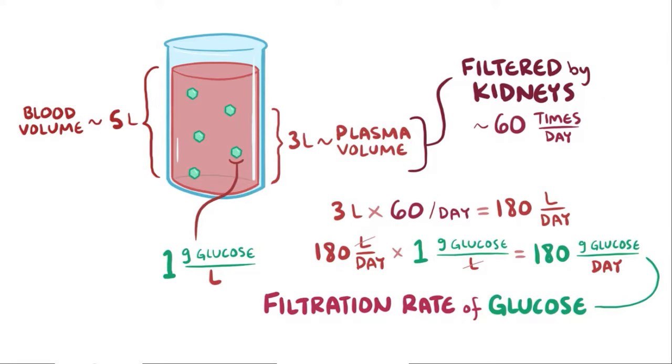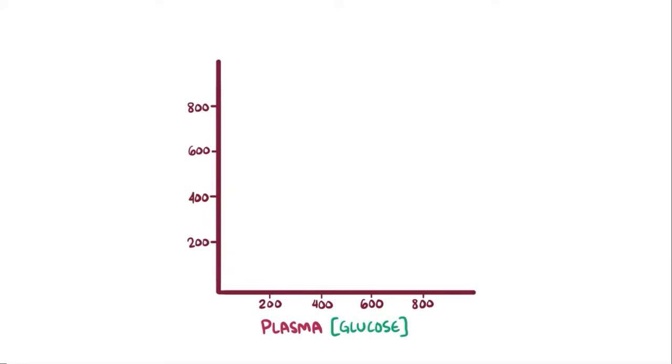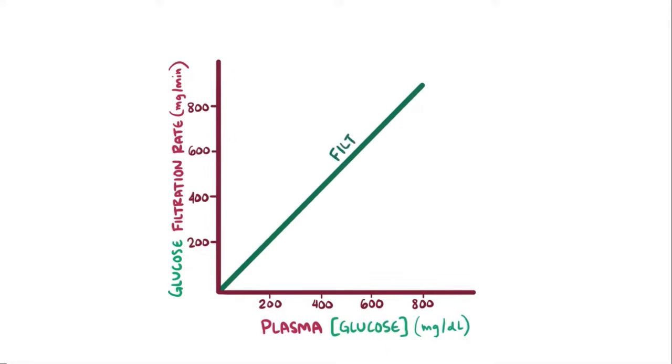Also though, if you increase your blood glucose concentration, say to 1.5 grams of glucose per liter, then you'd end up with a filtration rate of glucose of 270 grams per day. Essentially, the higher the plasma glucose concentration, the more glucose will get filtered. Now, if we wanted to illustrate that in a graph, with plasma glucose concentration on the x-axis and the glucose filtration rate on the y-axis, then we'd see that as the plasma glucose concentration increases, the filtered load of glucose increases linearly.